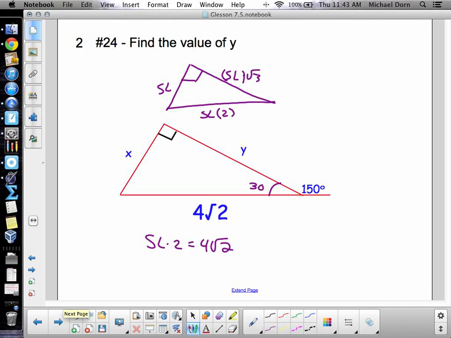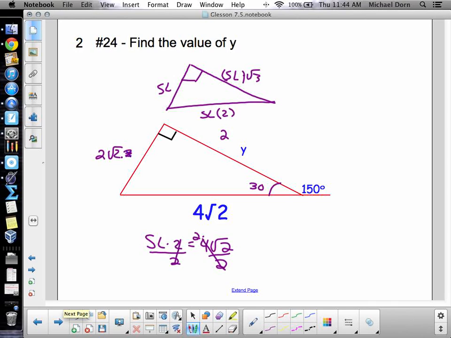No, because no, because 2 is, what's bigger, 2 or the square root of 3? Which number is bigger? 2 is, isn't it? Square root of 3 is only like 1.7. Don't confuse 3 with the square root of 3. They're different. And all I have to do is divide by 2. So that may be where you made your mistake. And the short leg is 2 root 2.